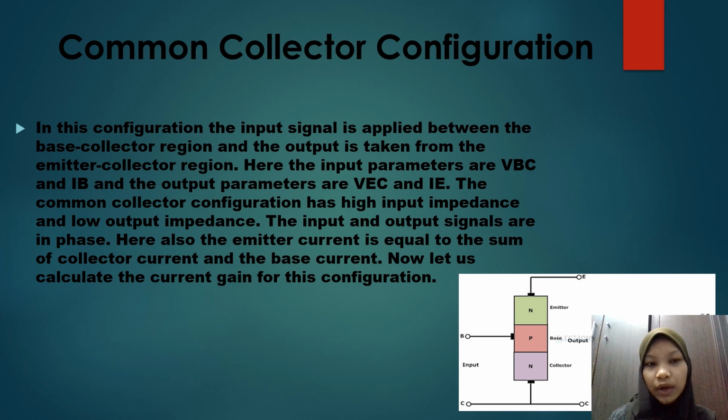The common collector configuration has high input impedance and low output impedance. The input and output signals are in phase. Here also the emitter current is equal to the sum of collector current and the base current. Now let us calculate the current gain for this configuration.